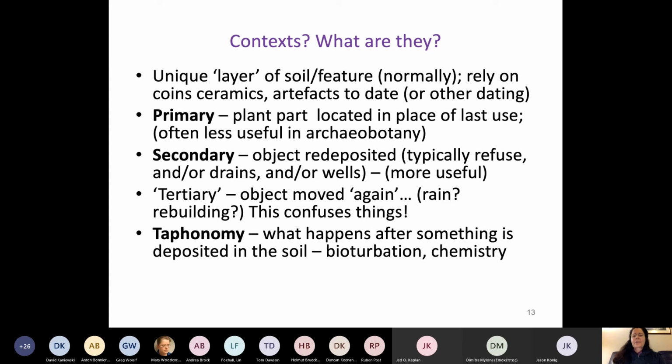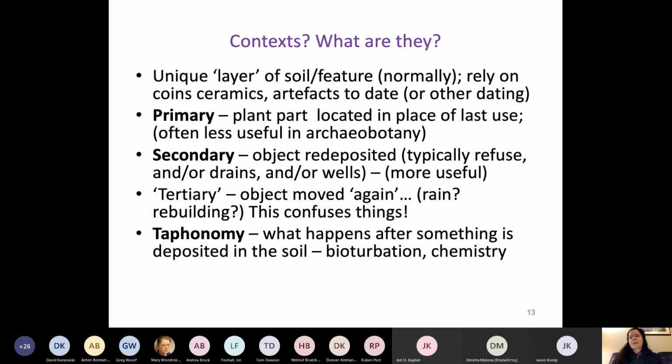And Dimitri's covered a fair bit of this, so I won't harbour it. Primary contexts are often the ones that people are more interested in because that's where you find your jewellery, your glass, your ceramics, generally speaking. But for archaeobotanists, a primary context is kind of less useful, because it'll just show the last use of something, a small amount of something usually.